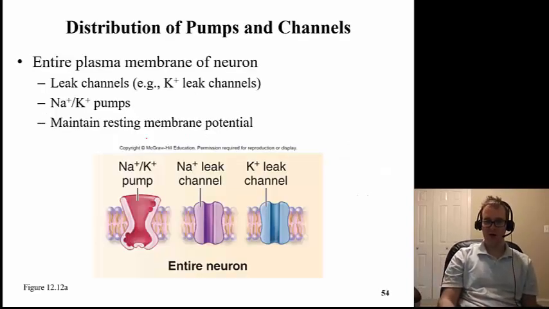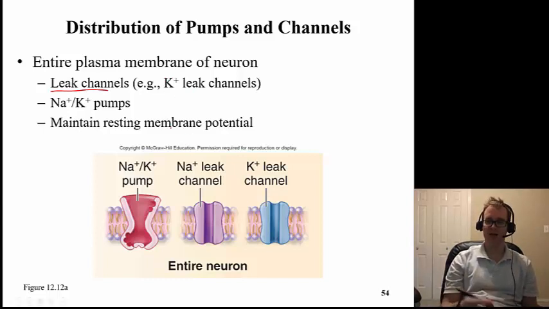So now we're going to talk about where these are distributed or where they're located. There are some types of channels and pumps that are located across the entire plasma membrane of the neuron, including the soma, the axon, etc. There are going to be leak channels, for example potassium leak channels that constantly allow potassium to leave the cell, or sodium leak channels that constantly allow some sodium to enter the cell.